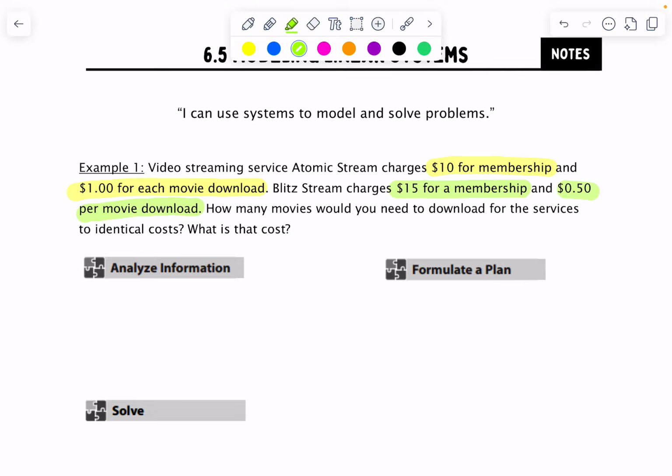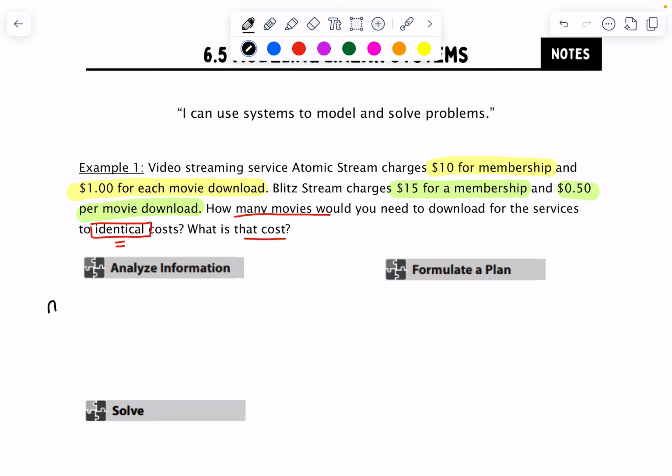And the question is saying how many movies would you need to download? So I need to figure out how many movies would I need to download for the services to be identical. And that word identical is really important, okay? Because when we think identical, we think the same, we think equal. So I'm going to put a little equal sign right here, because that's what my brain goes to: when identical, they're equal. So I want to know how many movies you need to download for the services to be equal and what that cost is. So first, let's analyze the information.